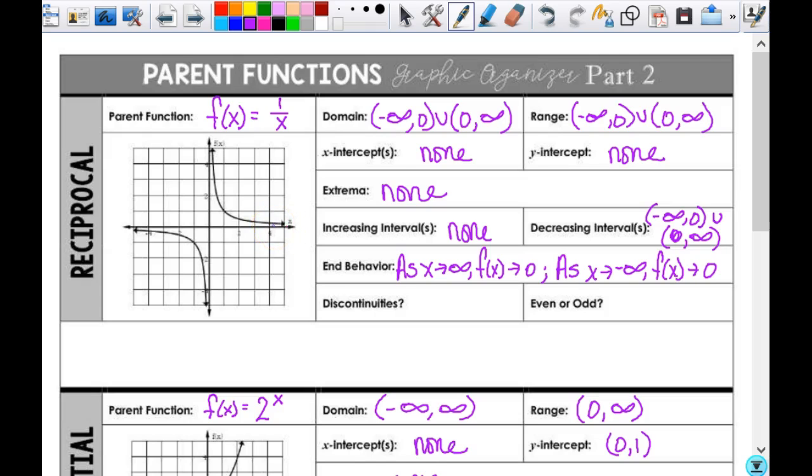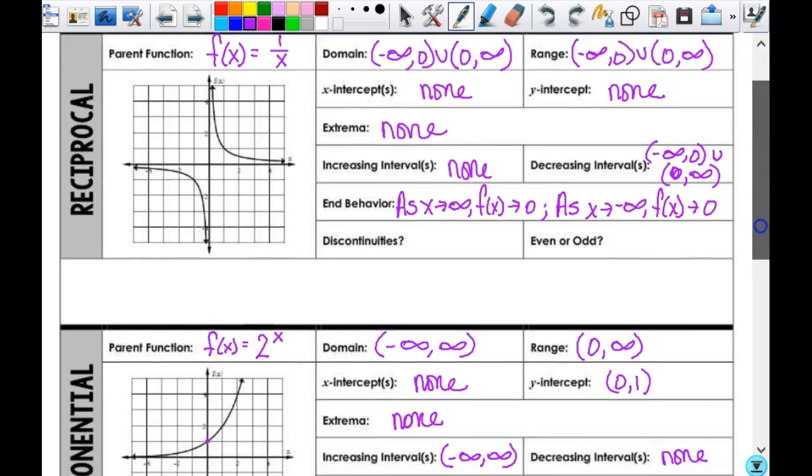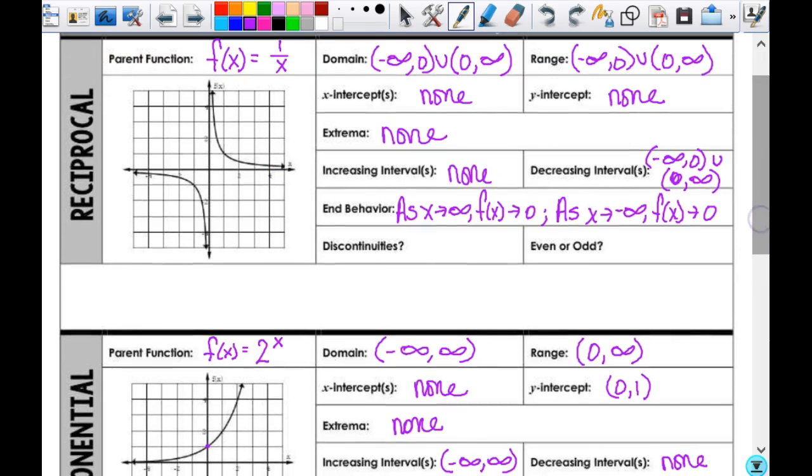All right, any discontinuities? Yes, good. There is an infinite discontinuity at x equals 0. And it's always an x equals. Even if it's removable, you don't put an ordered pair. It's an x equals. Is this even, odd, or neither? Odd. Okay.